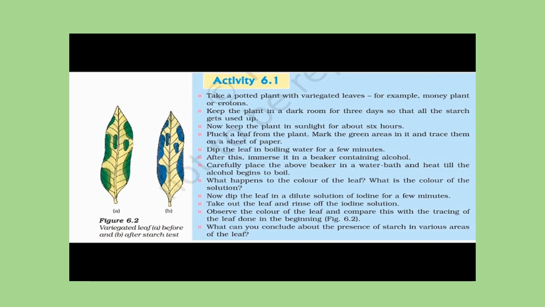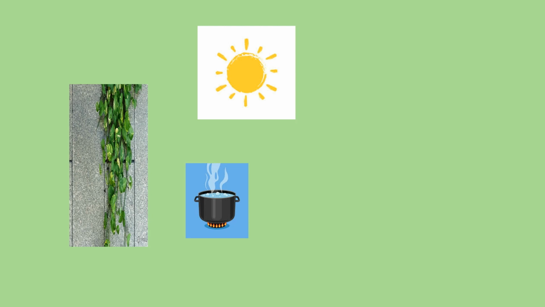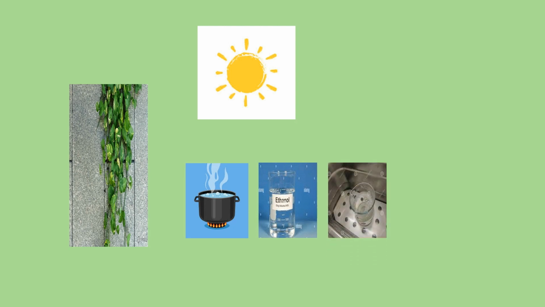An experiment to understand the importance of chlorophyll. Take a potted plant with variegated leaves of different colors. Keep the plant in a dark room for 3 days so that all starch is used up. Now keep the plant in sunlight for 6 hours. Pluck a leaf and mark the green areas on paper. Dip the leaf in boiling water for a few minutes. Then immerse it in alcohol. Carefully place the leaf in a water bath and heat till the alcohol begins to boil.